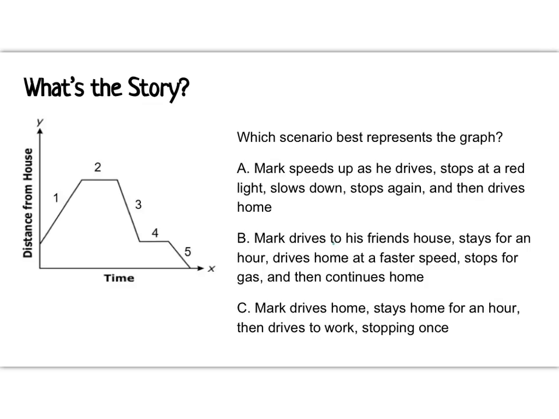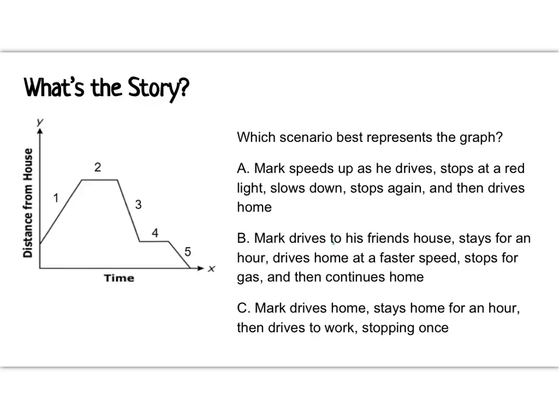So now we're going to look at the different scenarios that can match a graph. What I first need to do is look at the graph. My x-axis is talking about time, and my y-axis represents the distance from somebody's house. So basically, as time is increasing, if you go up, you're getting farther away from your house, and if you're coming down, you're going closer to your house.